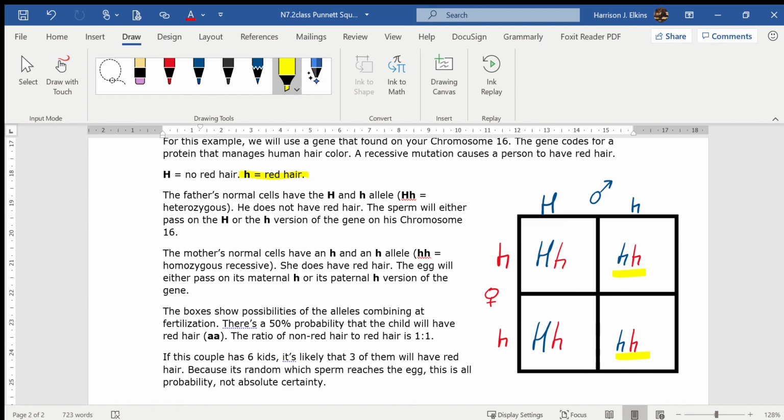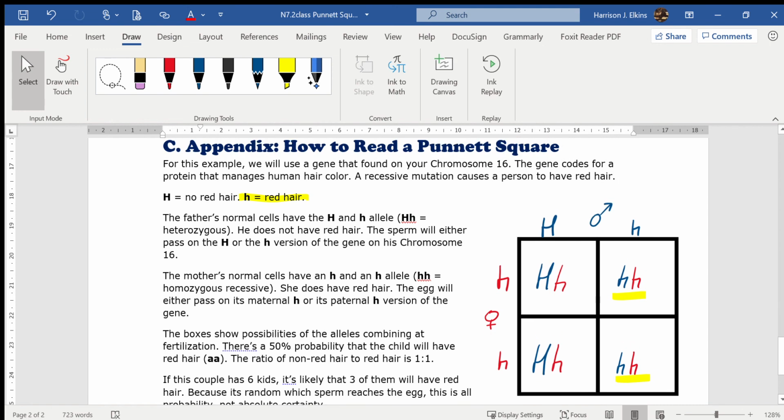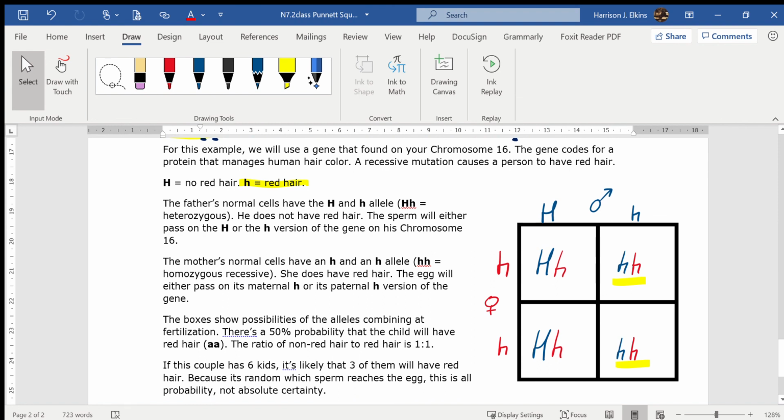So this is important. You can read this on your own, and if you have trouble with the homework, you can reference this appendix here to remind you how to read one of these things and what these tools are used for. But these are going to be super useful in tracking diseases as well.